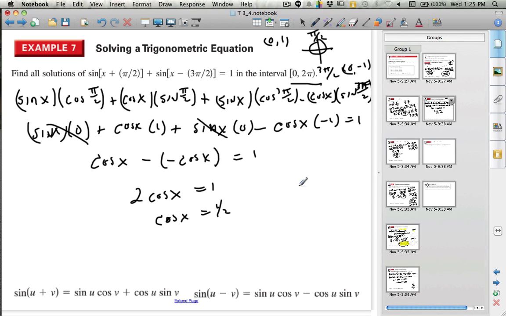So where in the unit circle, from 0 to 2 pi, that's what's around the unit circle, does my x coordinate become 1/2? Well, that's here and here. So this is pi over 3, and this is negative pi over 3, essentially. So if I have 2 pi, which is 6 pi over 3, minus pi over 3 is 5 pi over 3. So those are my solutions in that interval.